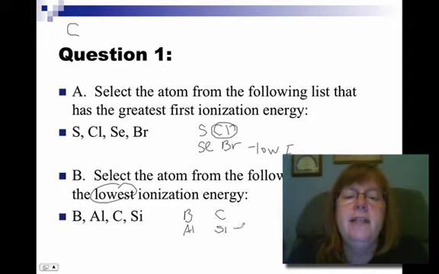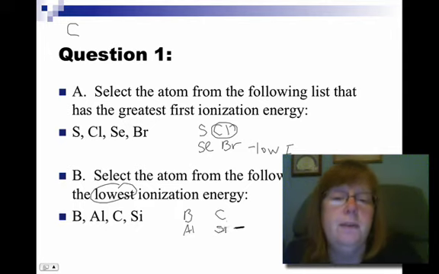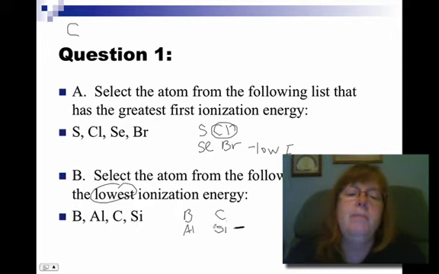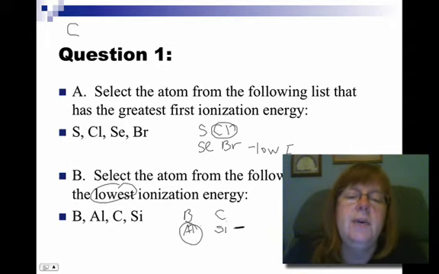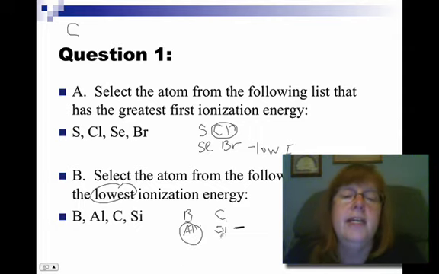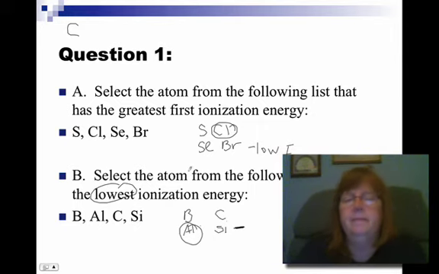Well, it's going to be in this energy level because they're farther from the nucleus. So would it be silicon or would it be aluminum? The lowest ionization energy is going to be aluminum because there are fewer protons in the nucleus than there are in silicon, and it's just easier to take that electron away from aluminum.